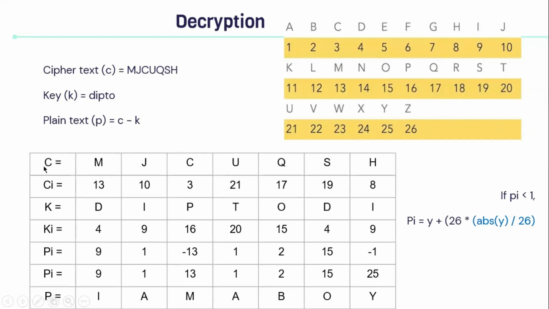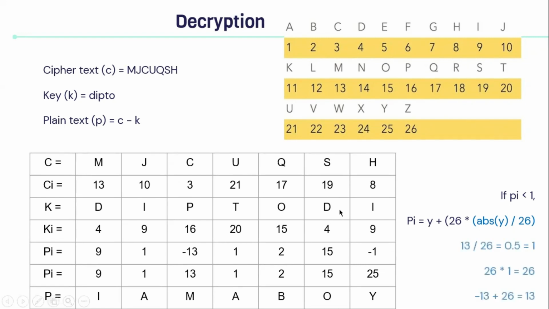So here we have the cipher text MJCUQSH, the cipher index, then the key and the key index. Then the Pi is Ci minus Ki. For M and D, the Pi is 13 minus 4, which is equal to 9. Here we have a negative value for C and P. The cipher index value of C is 3 and for P is 16. If we subtract 16 from 3, then we have negative 13.